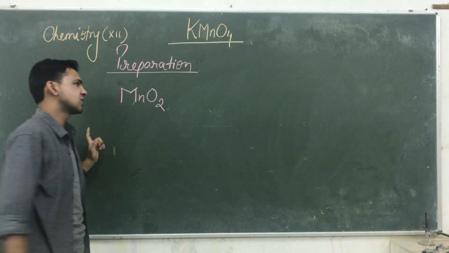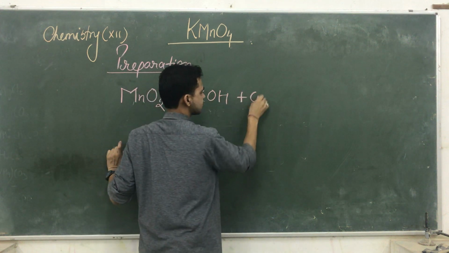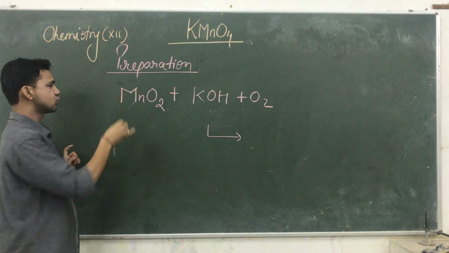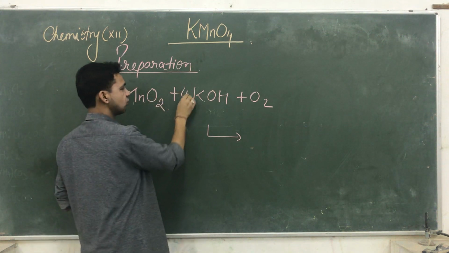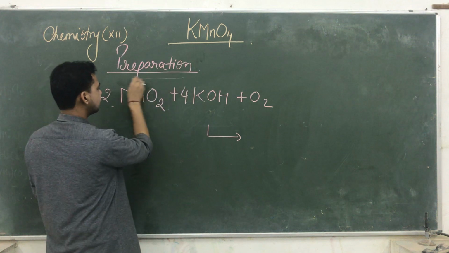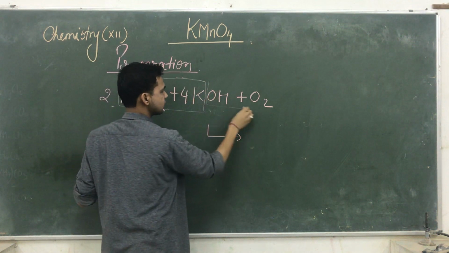With the help of this manganese oxide, we take KOH and we pass a large amount of oxygen. So see guys, what happened? We need to first of all take 4 KOH. In that case only that part is able to react with each other.